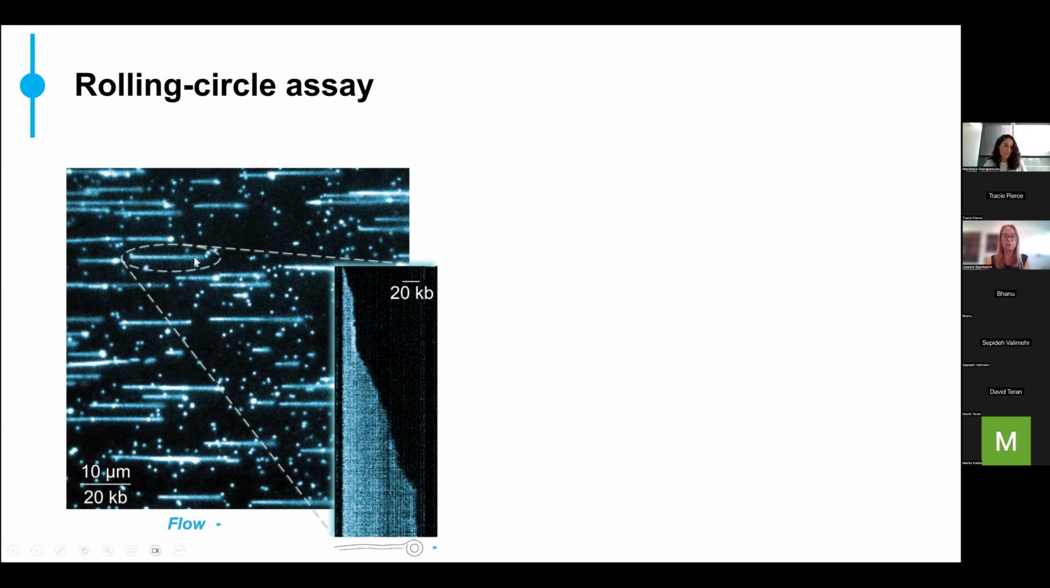So if we focus in on one of these molecules, for example, this one, we can represent the movie of this one molecule in the form of a kymograph. So a kymograph is nothing more than putting each and every single frame of the movie for this particular molecule right here, one after the other. So you then have time here on the y-axis and the length of the DNA on the x-axis. So what you see is that replication starts at the top here, and as more and more DNA is being synthesized into this tail, the tail gets stretched out in the direction of flow, and you get this beautiful long product.